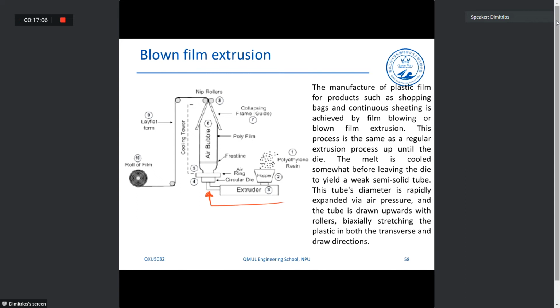So blown film extrusion is another technique which essentially utilizes an extruder, and then at the end of the extruder, at the die, we have this air ring. So we apply a lot of pressure to the polymer that is between the crystalline state and melt state. And because we apply that air, we create this air bubble here, and we use blown film extrusion to produce thin films, such as thin plastic bags and so on.